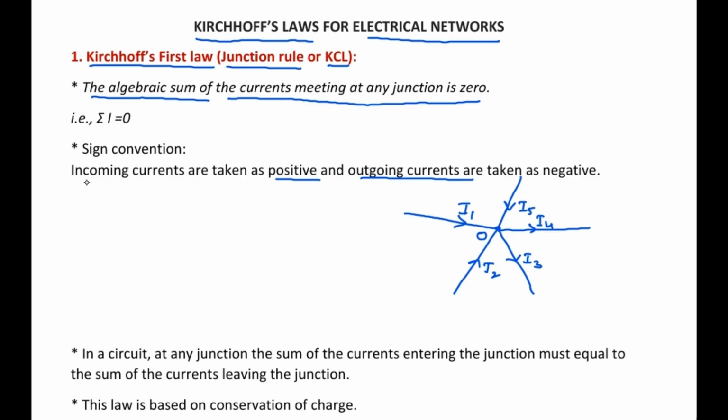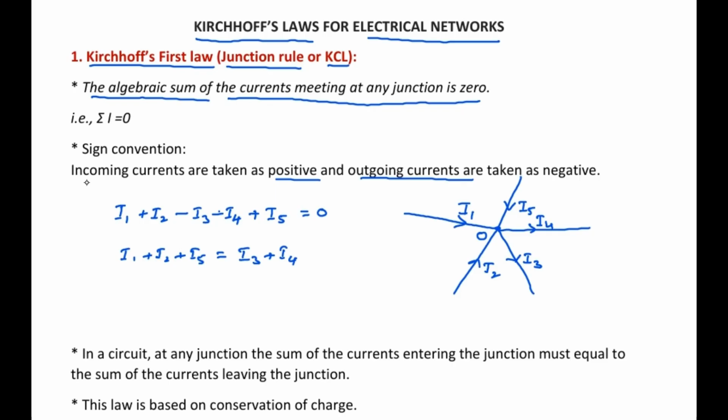According to this, the currents which are entering, that means incoming currents, are taken as positive. So I1 is positive, I2 is positive according to the diagram, I3 is negative, I4 is also negative, but I5 is positive. That is equal to 0. This is as per the statement. We can reframe this equation as I1 plus I2 plus I5 is equal to I3 plus I4. I1, I2, I5 are entering the junction. I3 and I4 are leaving the junction.